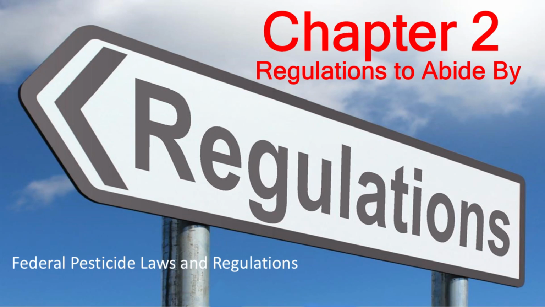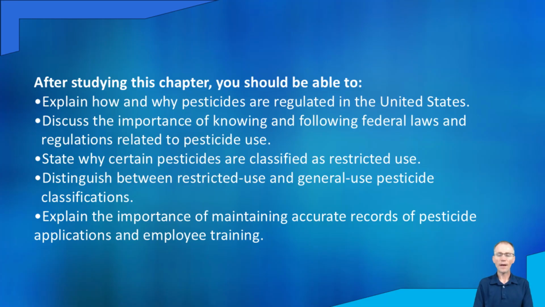Chapter 2, Regulations to Abide By, Federal Pesticide Laws and Regulations. After studying this chapter, you should be able to explain how and why pesticides are regulated in the United States, discuss the importance of knowing and following federal laws and regulations related to pesticide use, state why certain pesticides are classified as restricted use, distinguish between restricted use and general use pesticide classifications, explain the importance of maintaining accurate records of pesticide applications and employee training.